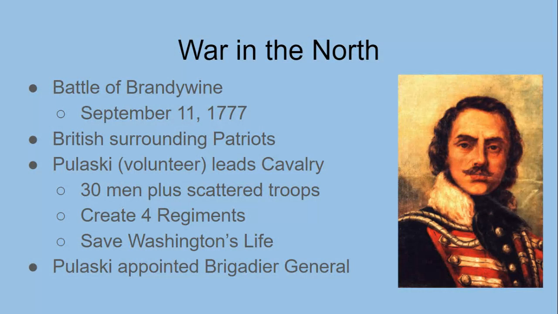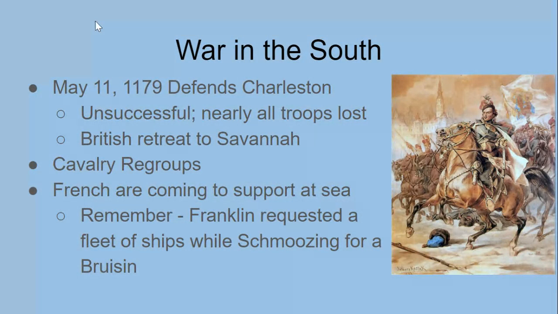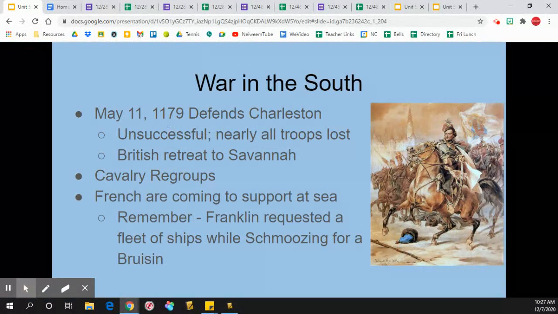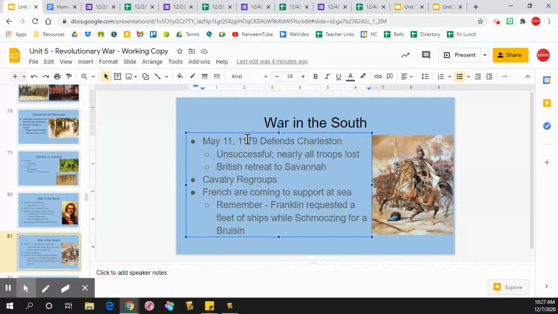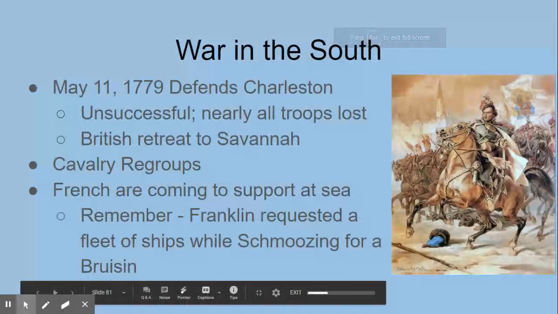As a thank you, Washington tells the Continental Congress that he'd like Pulaski appointed a brigadier general of the new American cavalry. And of course, they accept. So he moves on to the war in the South. May 11th, that should say 1779. I will fix it. Defends Charleston unsuccessfully. Nearly all troops lost. So let's fix it right now. This is how live the lesson is. 1779. Defends Charleston. He's unsuccessful in his defense of Charleston, though. Nearly all of his troops are lost.